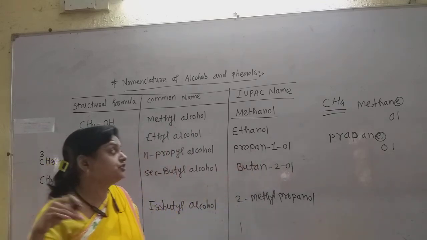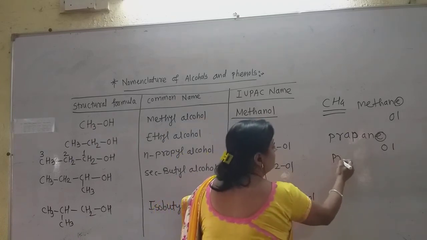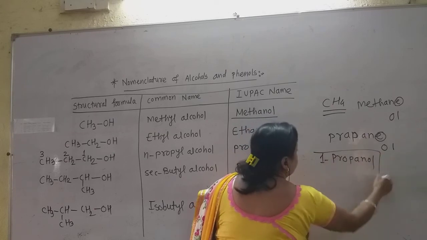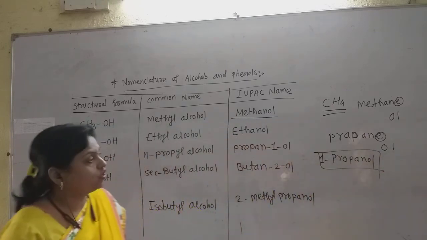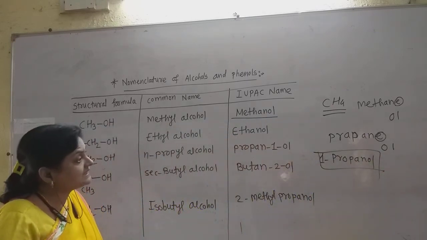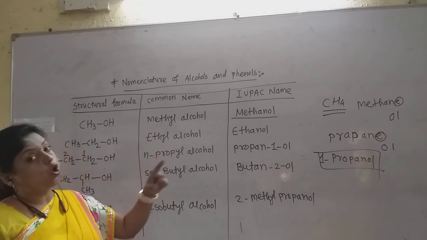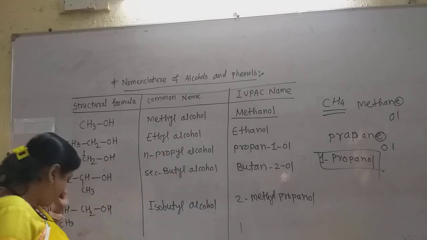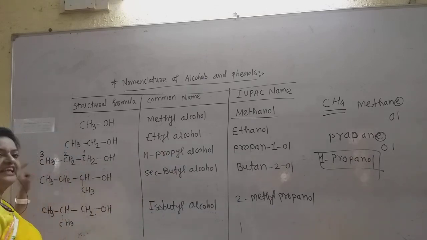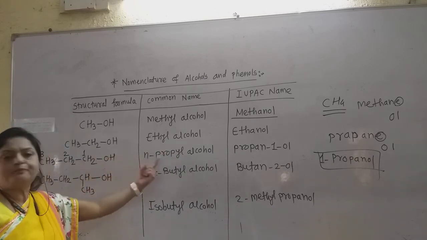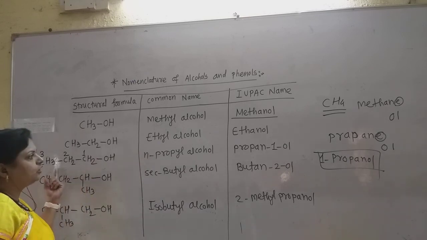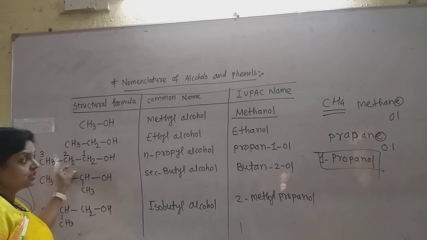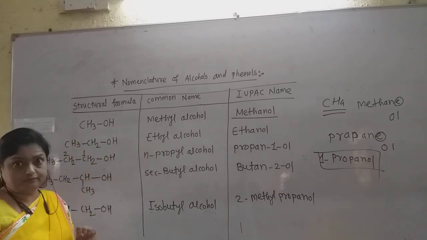In the former system, the name is 1-propanol. But nowadays this name is not used. The IUPAC name is given as propan-1-ol. So for this normal propyl alcohol, as the carbon atoms are in a straight chain, the common name is n-propyl alcohol, normal propyl alcohol. But in the IUPAC system, the name is propan-1-ol.